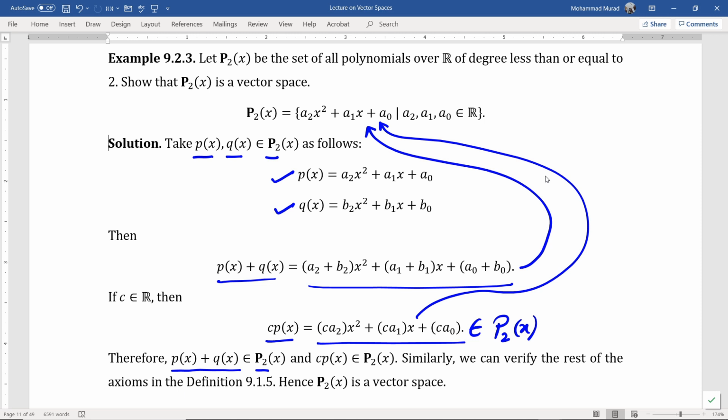So we proved property 1, namely the set P sub 2 of x is closed under addition, and property 6, namely the set P sub 2 is closed under scalar multiplication. Similarly, we can verify the rest of the axioms in the definition 9.1.5. Hence, P sub 2 of x is a vector space.